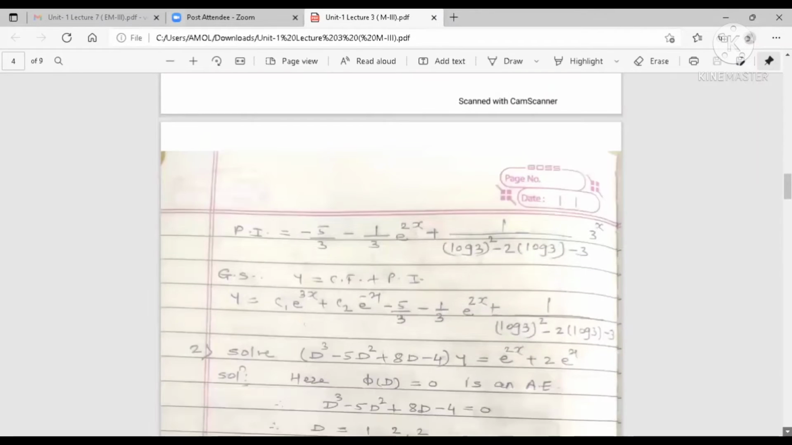And then in the last, the general solution is y is equal to CF plus PI. So y is equal to c1 e raised to 3x plus c2 e raised to minus x, minus 5 by 3, minus 1 by 3 e raised to 2x, plus 1 upon log of 3 whole square minus 2 into log of 3 minus 3, into 3 raised to x. This is the general solution for the given LDE.